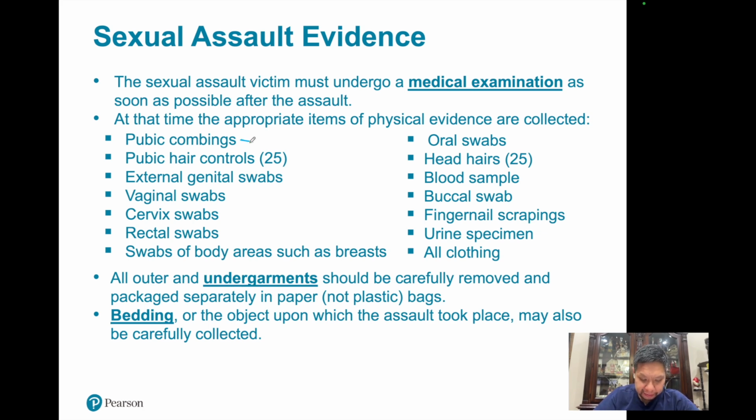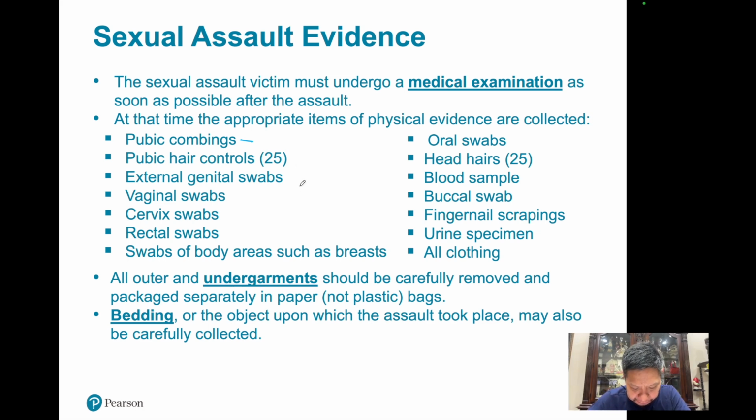So you have to do pubic combings in a rape kit. That's one of the kinds of evidence that's collected, because the perpetrator, while performing the assault, could leave behind their own pubic hairs on the victim's pubic hairs, right? Then you also have to extract pubic hair controls from the victim. Usually they'll extract 25 or so pubic hairs from the victim just to use as elimination of any loose pubic combings that might not be from the suspect.